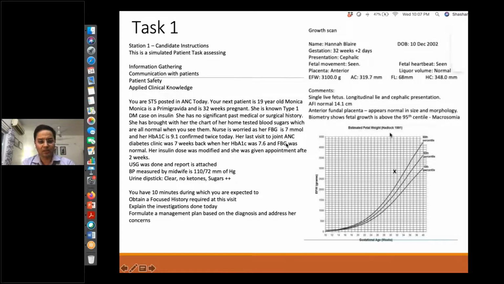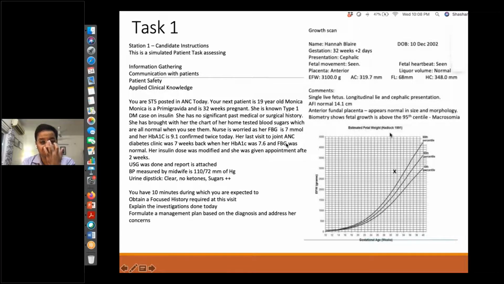I think I'm okay. The nurse was very worried because my blood sugars are not correct. But I'm doing my tests regularly at home, and they're all normal. But the nurse is saying your sugars are high. I don't have as such any concern, but I'm worried. What does it mean? How will it affect my baby or my pregnancy? And what can we do about it?